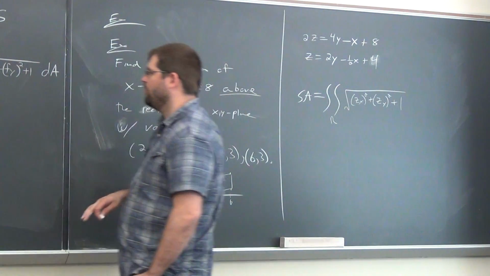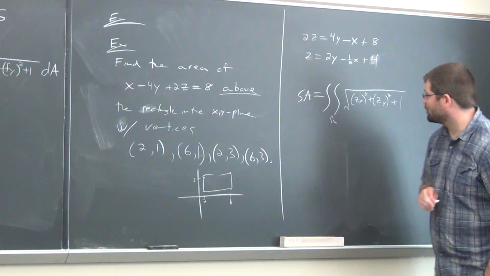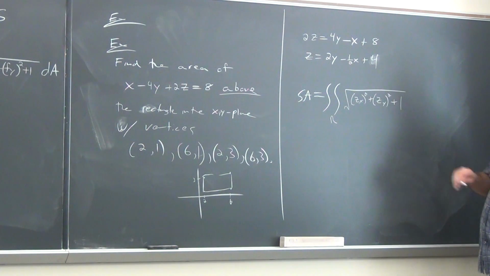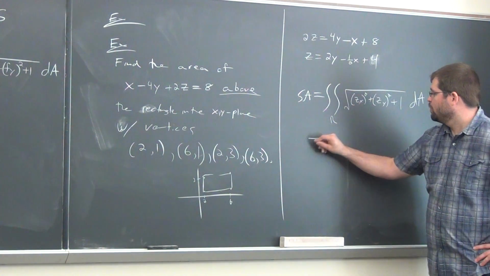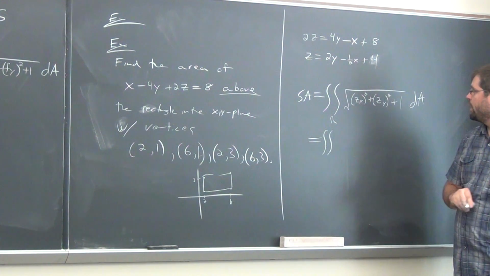I'm not going to bother. I waved my hands at that cross product. I was going to go back and justify it by now, but I think it's too late. So this one should be easy. All these rectangle, or all these plane ones should be easy. So what do we get?